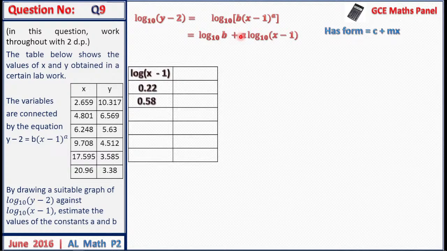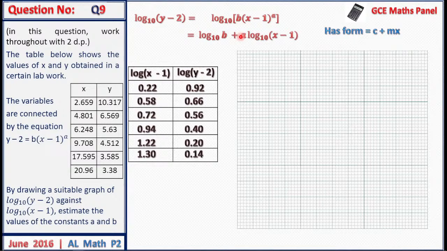So now let us look for our log x minus 1, and so for each of the values we have that. For each x value, we subtract 1 from it and take the log and complete the table. Now for the y values, we take each y value and subtract 2 from it, and then we take the log of the result. So log y minus 2, and that is what it will give us.